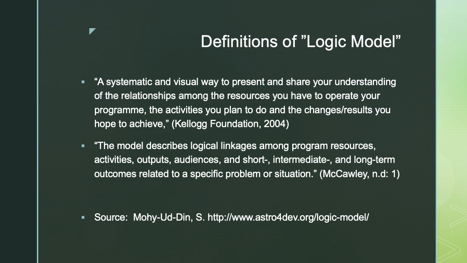So the first is this idea that we're talking about a systematic and visual way to present and share your understanding of the relationships, that's critical, we're talking about interrelated parts here, among the resources that you have to operate your program. You also want to specify the activities you plan to do and the changes or results you hope to achieve. In another definition, we have the model describes logical linkages among program resources, activities, outputs, audiences, short, intermediate, and long-term outcomes related to a specific problem or situation.